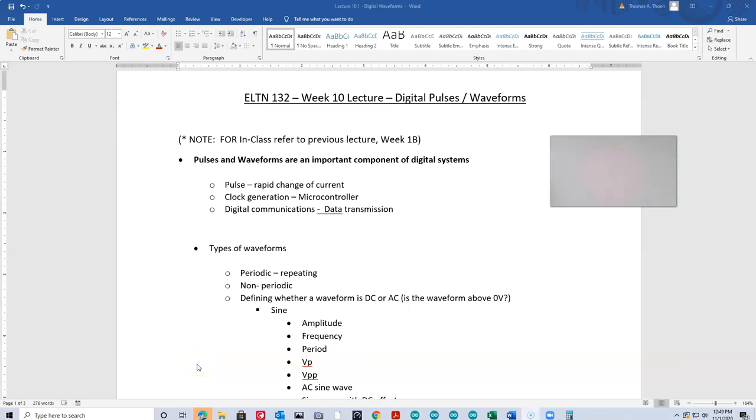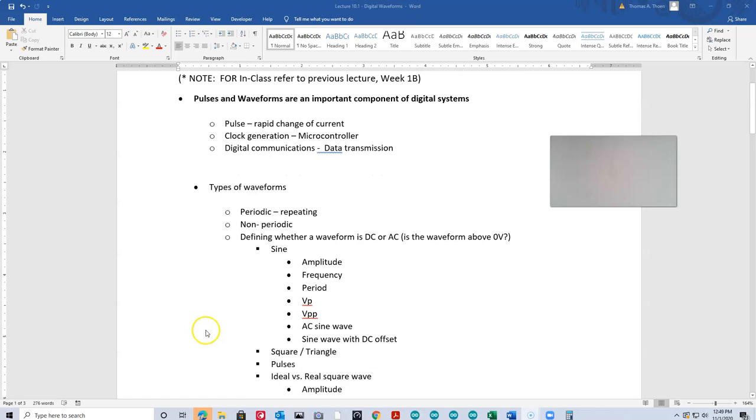ELTN 132, this is week 10, lecture 1, and we're going to be talking about digital pulses and waveforms. Pulses and waveforms are an important component of digital systems. And there's a lot of different terminology, and I'll go through some of these terms as we go through this process.